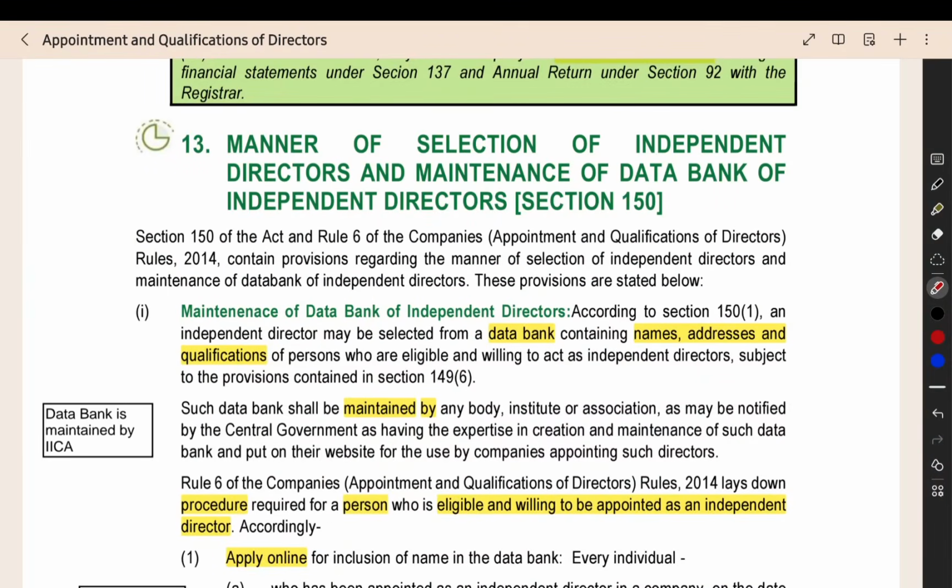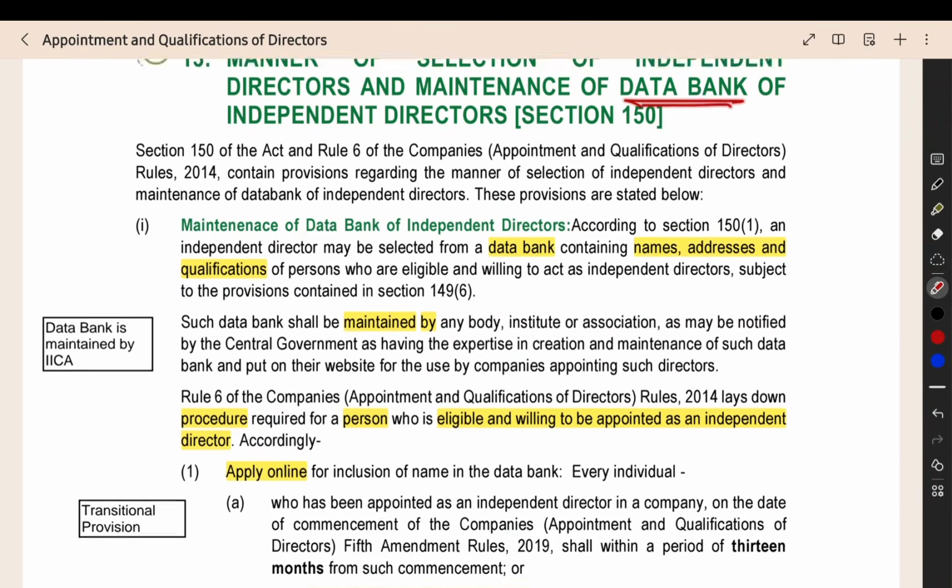The next section is about maintaining a data bank for the independent directors. A data bank will be maintained in which all the names of the persons who are eligible to be appointed as independent directors will be there, and the company can choose the independent director from that list. Before choosing the director, they have to do the due diligence. They have the list, but before selecting a director, they have to check the background of the director. That is the responsibility of the company.